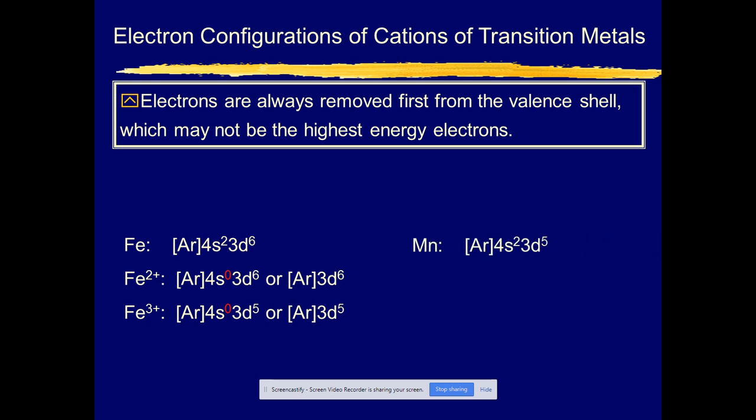Here's just another example, manganese in its neutral state. And then if we take a couple of electrons away, again, remember, take them away from the 4s, we get argon 3d5.